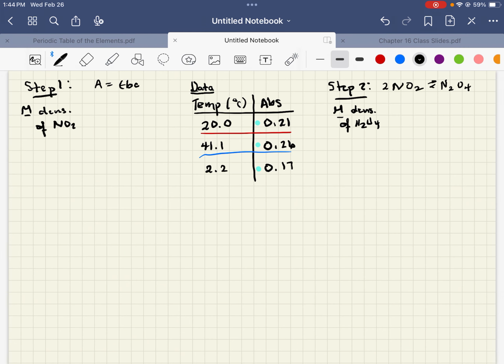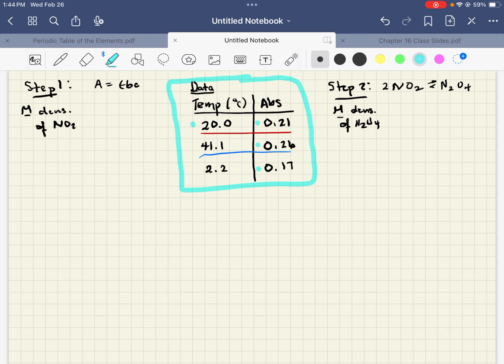So to start with, I'm going to show you that the data that I collected is right here. And so I have a temperature at 20 degrees and an absorbance at 0.21. That's my room temperature. So I'm going to note that really briefly. That's my room temperature data. And then I've got another temperature at 41 degrees and an absorbance at 0.26. That's going to be your hot temperature or your heated. So I'm going to note that as HT.